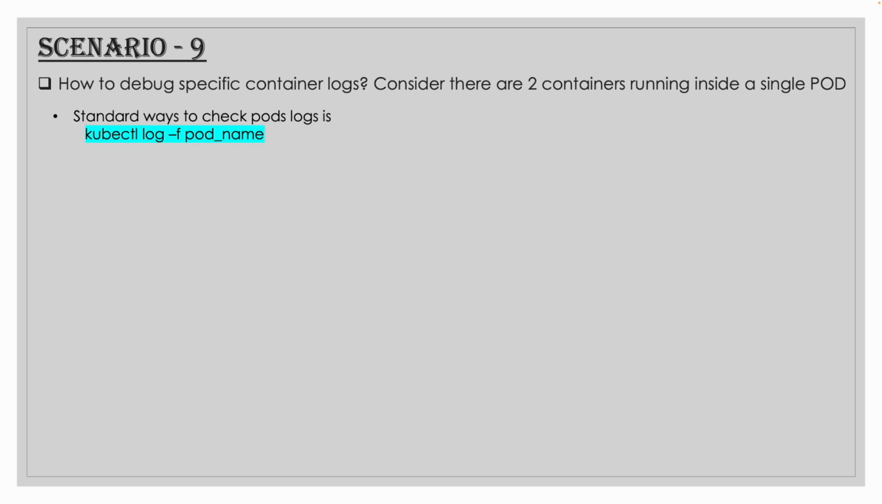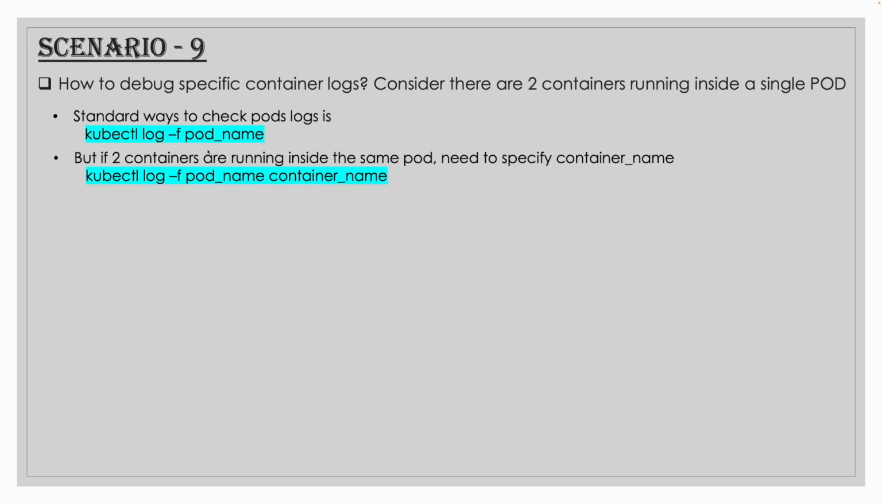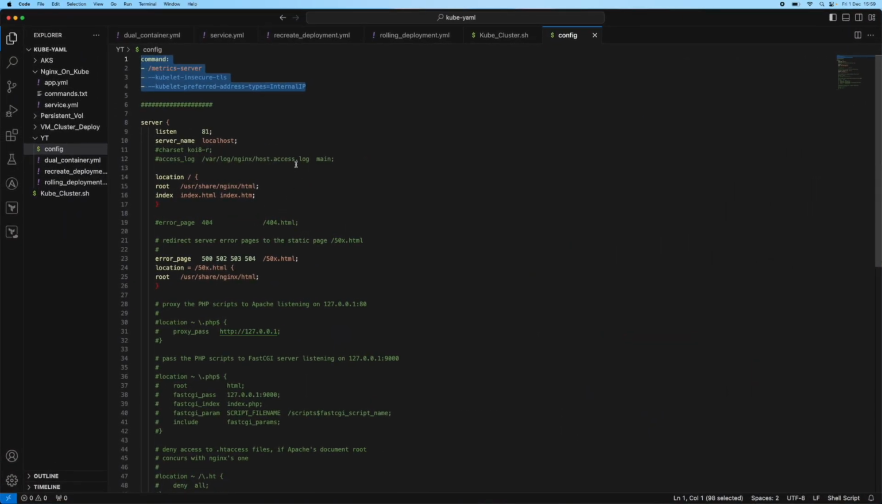If you want to see multiple container logs, you need to specify the container name. So kubectl logs -f and the pod name, with the container name, you can see specific container logs. Let me demonstrate this for you. Then it will start making more sense.